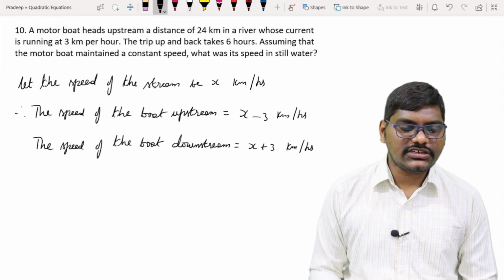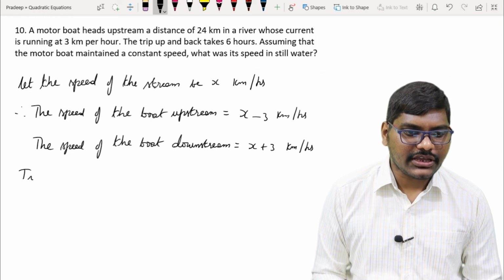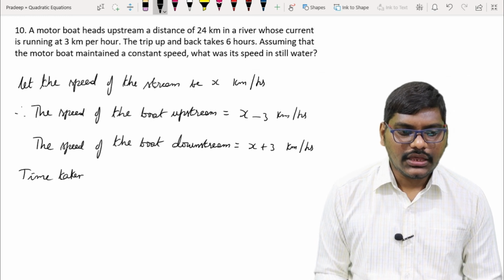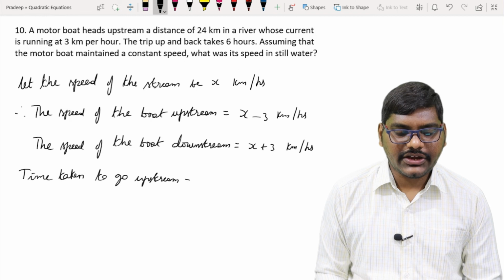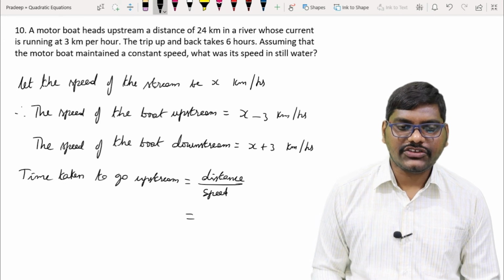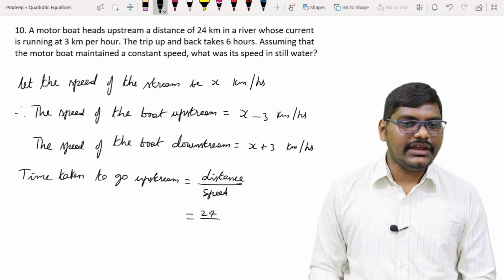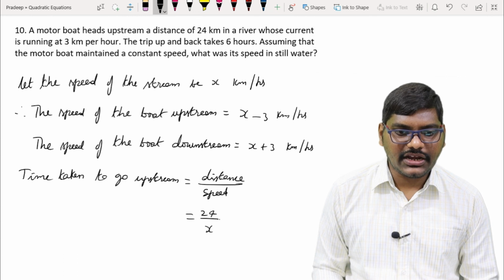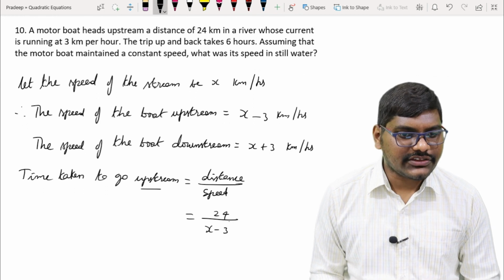Now we can write this in the form of the distance by speed formula. So I can write time taken to go upstream. This is distance by speed. This is nothing but time, so time is distance by speed. This was the formula. However, the distance is how much? It was 24 kilometers, so in the place of distance I'll write 24. When it comes to speed in the upstream, that was x minus 3, so simply I can write here x minus 3. I think this is easy to understand. So this is in case of upstream.